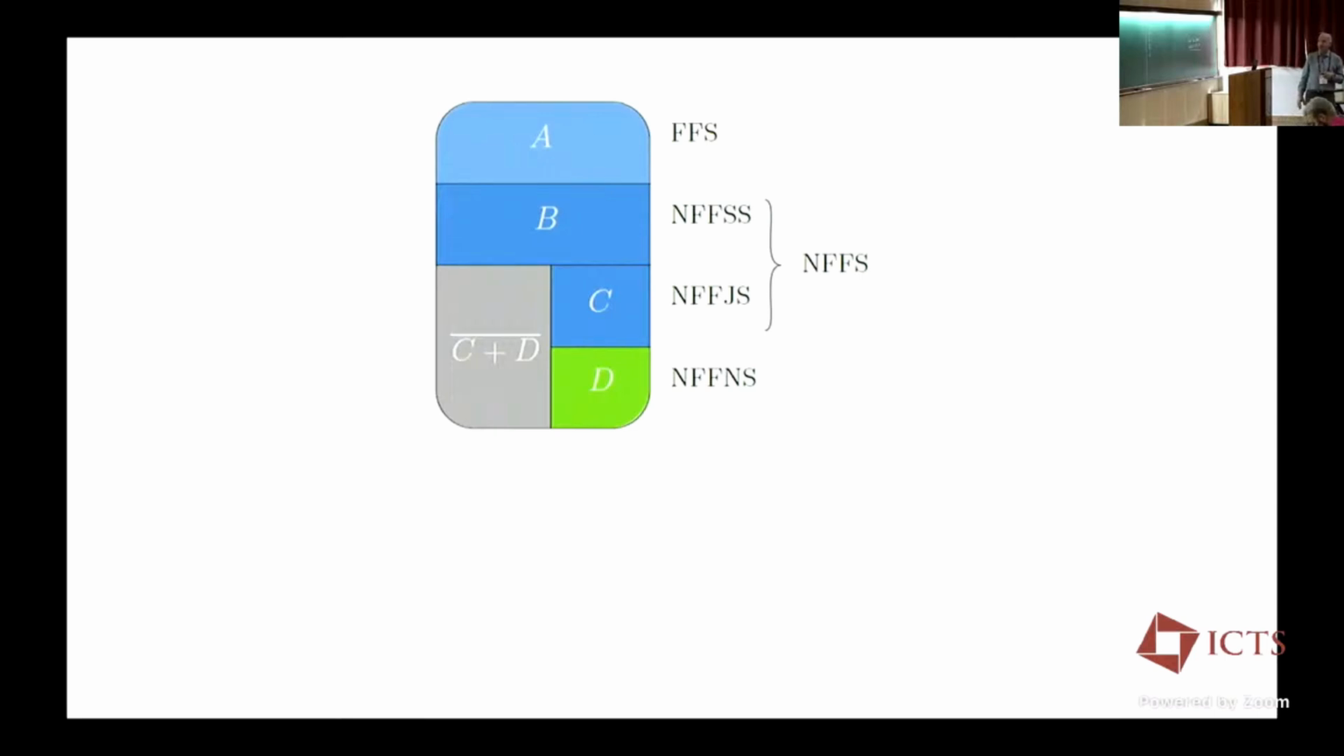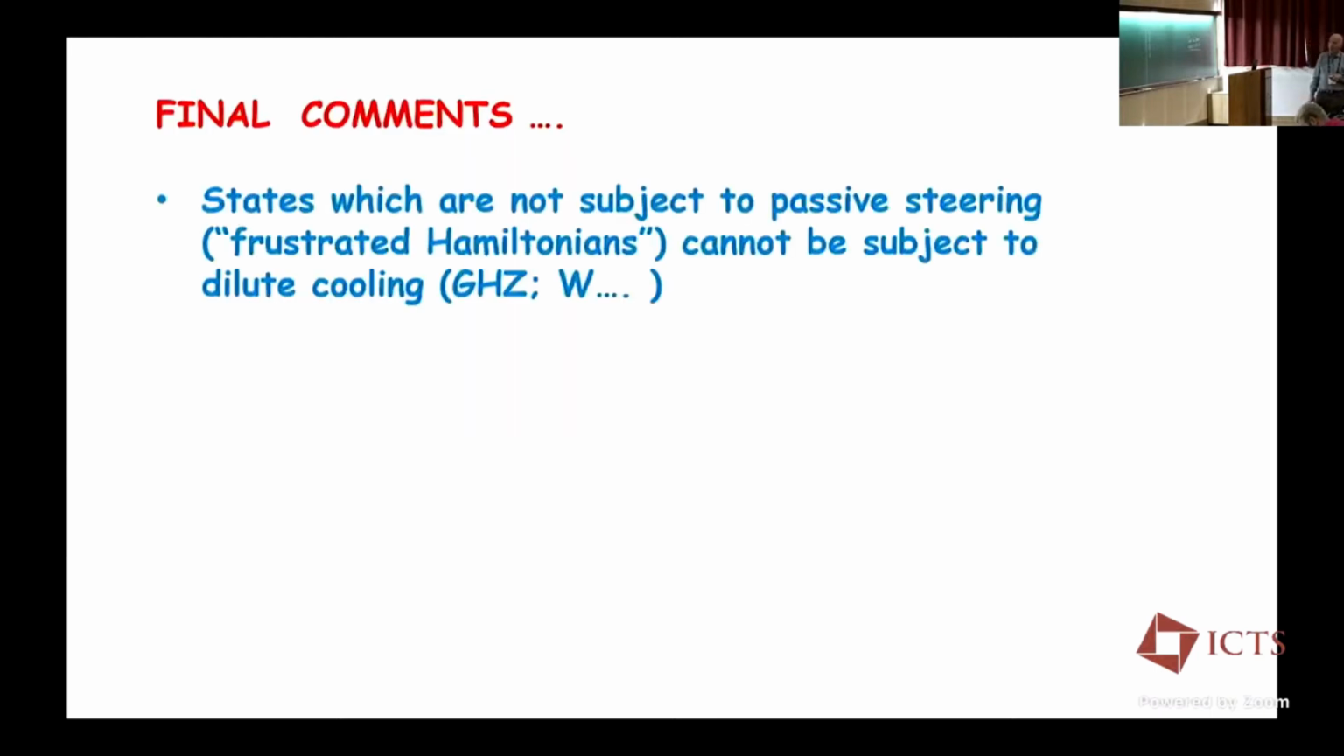There is a frustration-free steerable. There is non-frustration-free, non-steerable, but there are also non-frustration-free, steadily steerable, and non-frustration-free, jittery steerable. There is a whole zoo here, and I will be able to discuss it at some other time. And these are my final comments.